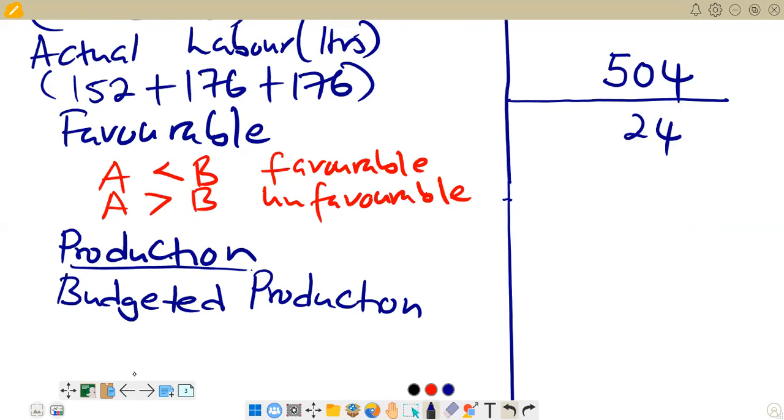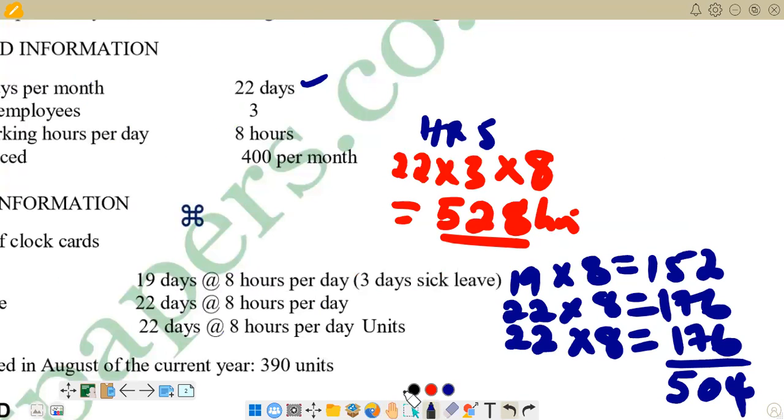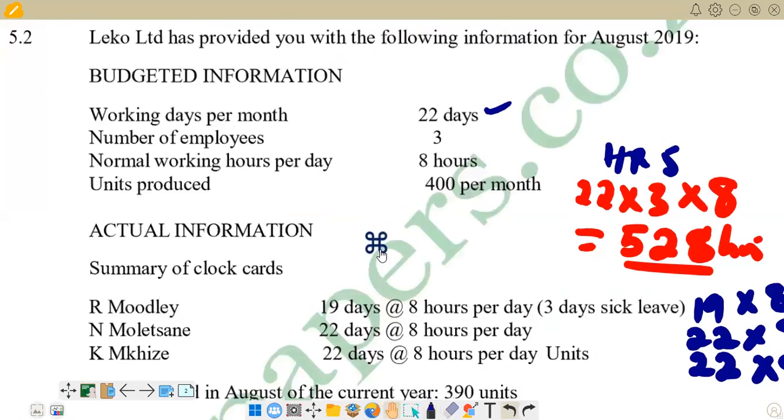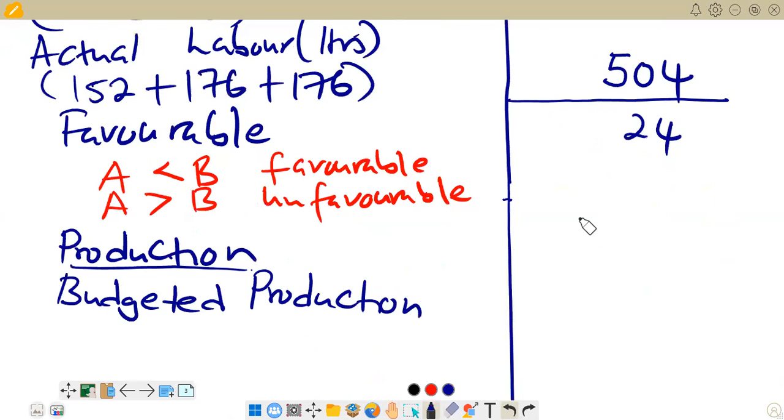We go back to check what figure we have in terms of budgeted production. If you come there, this is the budgeted information that we have. The budgeted production is this one, which is 400. So we've got 400 units as budgeted, and we are just going to put 400 there for budgeted.